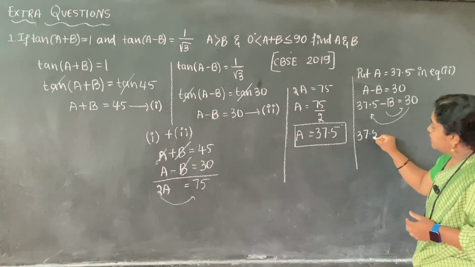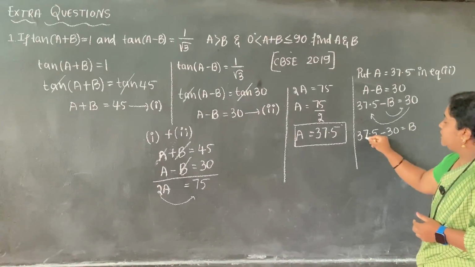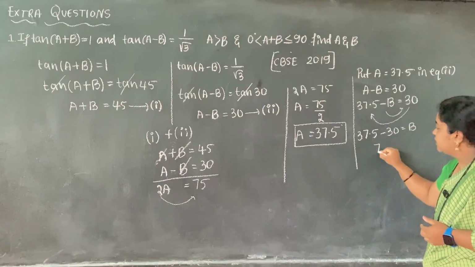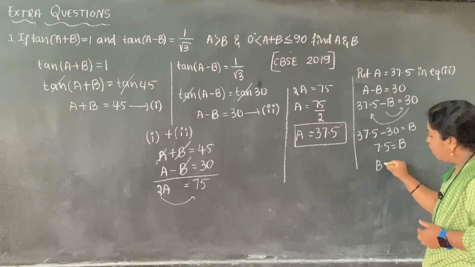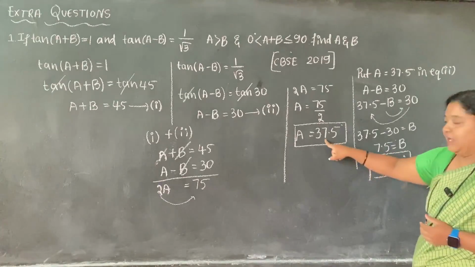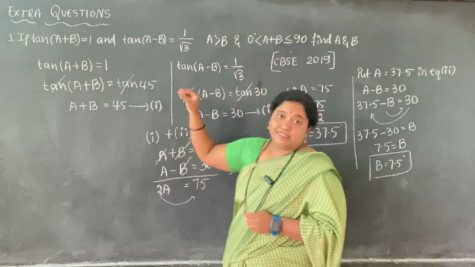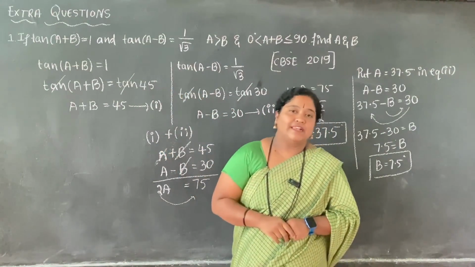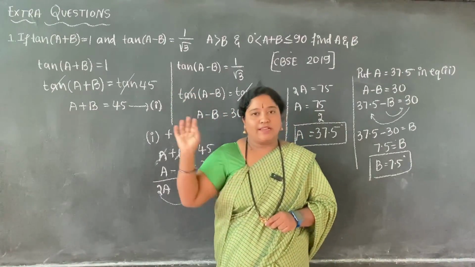See here, 37.5 minus 30 is equal to b, where 37.5 minus 30 is nothing but 7.5 degrees. So b is equal to 7.5 degrees. So a is equal to 37.5, b is equal to 7.5. This is the very recent question which has been asked here. So practice this kind of question. We'll move to the next board asked question.